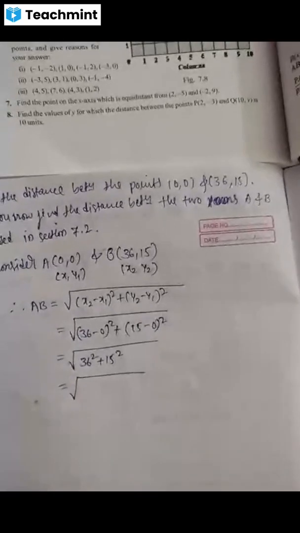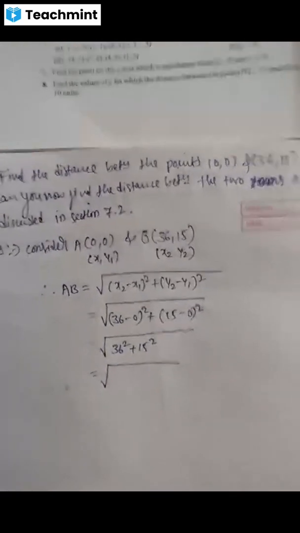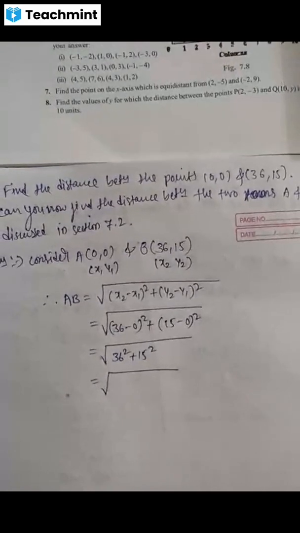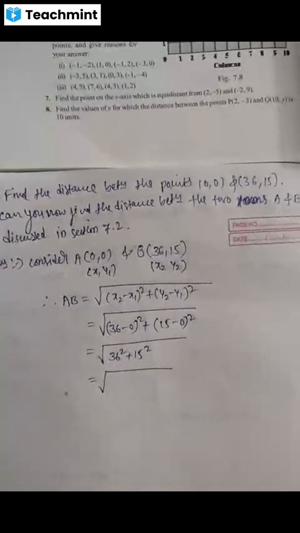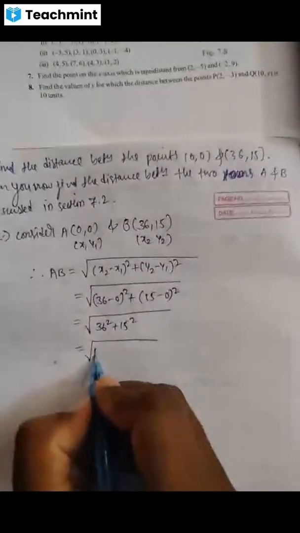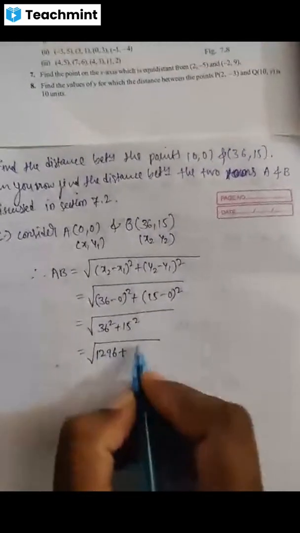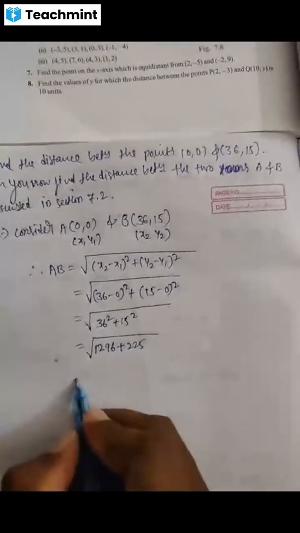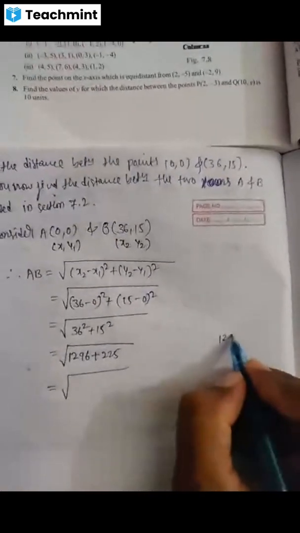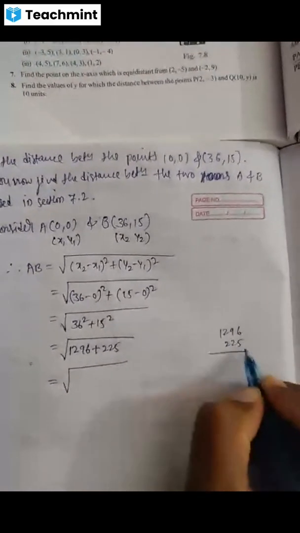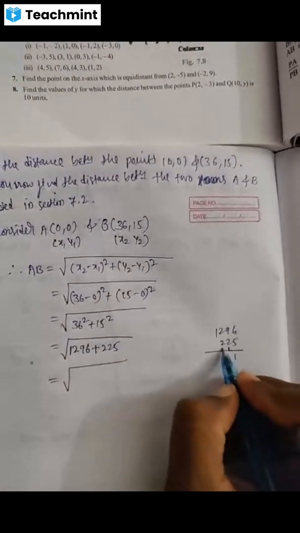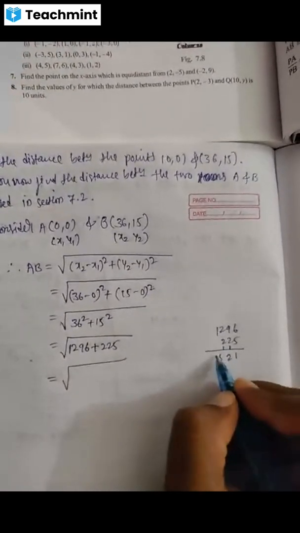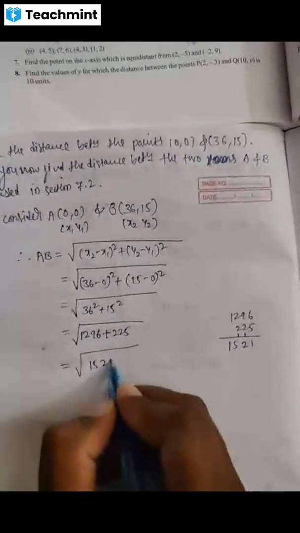What is the square of 36? 1296. 1296 plus 15 squared, which is 225. So this is what? 1296 plus 225: 1521.